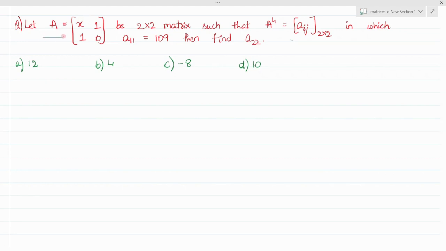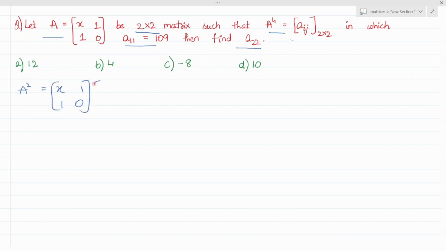In this question, matrix A is given of order 2 cross 2 and A power 4 has some elements. In that, the A11 entry value is 109 and we need to find the element at A22. So to find A power 4, first we need to find A square.